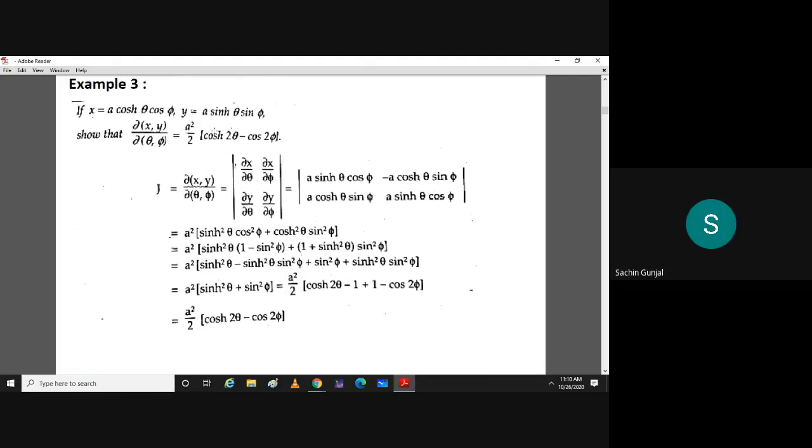Fine. So this involves hyperbolic functions, so we will not consider this problem because hyperbolic functions are not part of your syllabus. All right, let us go ahead.